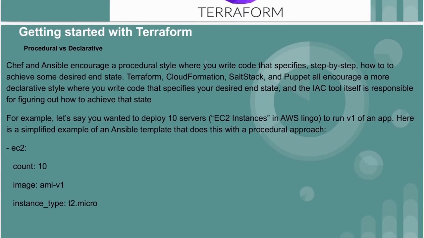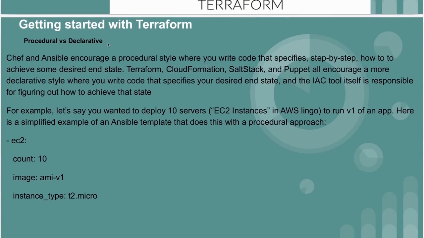So, getting started with Terraform. First, procedural versus declarative. Chef and Ansible encourage a procedural style where you write code that specifies step by step how to achieve some desired end state. Terraform, CloudFormation, and Puppet all encourage a more declarative style where you write code that specifies your desired end state, and the infrastructure as code tool itself is responsible for figuring out how to achieve that state.